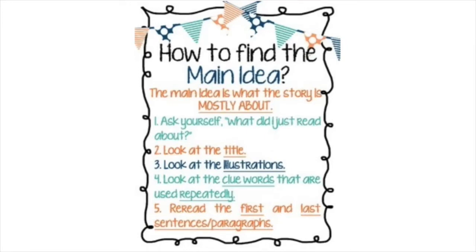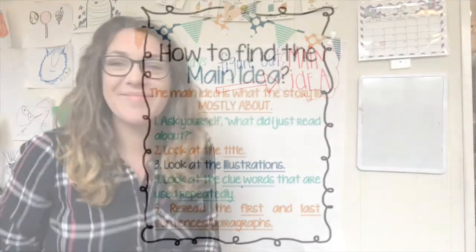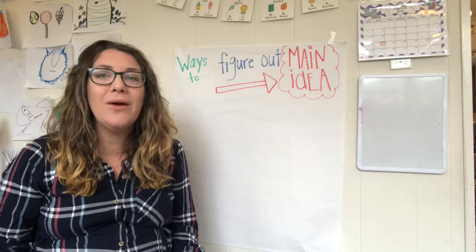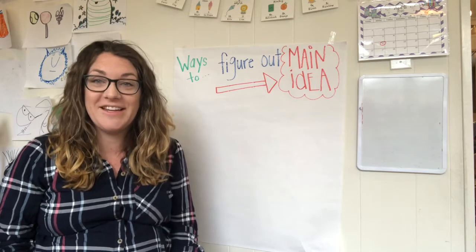Now, of course, I'm not talking about little words like the and a, okay? They have to be important words that tell us a little bit more. And then number 5, you can reread the first and last sentences or paragraphs in the story or the text. Okay? But like I said, today I want you to focus on these 3 things: the title, the illustrations, and the clue words.